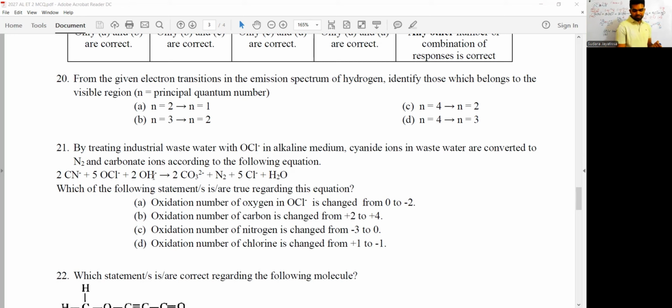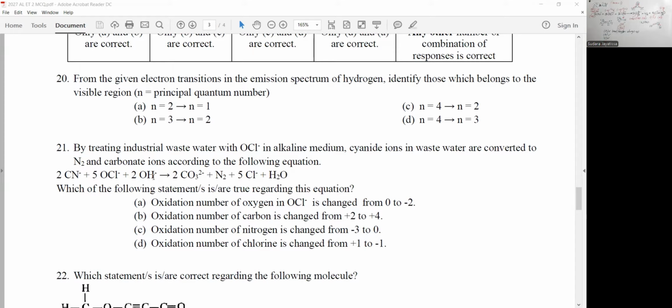Look at statement B. Oxidation number of carbon is changed from +2 to +4. Carbon oxidation number is changing like that, no? Yeah, that is correct. B is correct. Because it has +2 in CN minus, it has +4 in carbonate. Statement C, oxidation number of nitrogen is changed from -3 to 0. Nitrogen, yes, -3 to 0. That is also correct. And the last one, oxidation number of chlorine is changed from +1 to -1. That is also correct. +1 to -1.